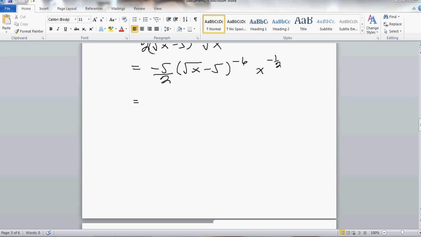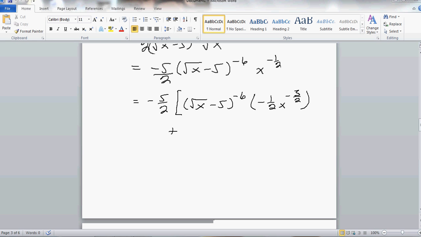So we're going to have -5 halves times whatever it amounts to. So I'm just going to put the whole thing inside a whole set of brackets here. Let's leave this one alone: square root of x minus 5 raised to the -6th power. Take the derivative of this. So that would be times -1/2 x to the -3/2.